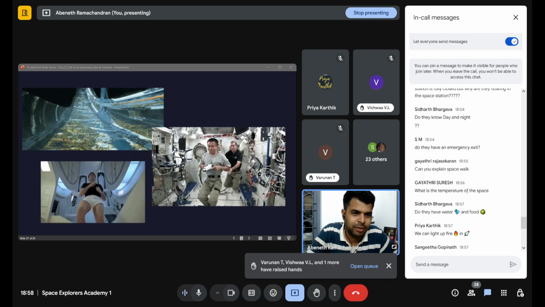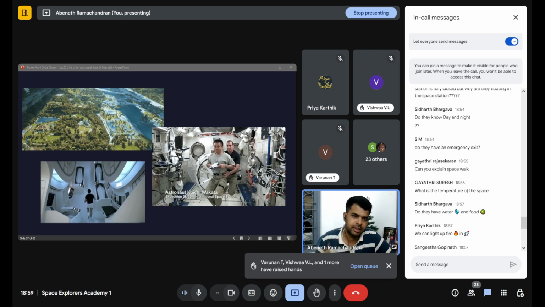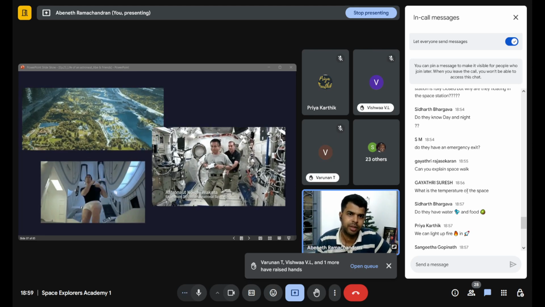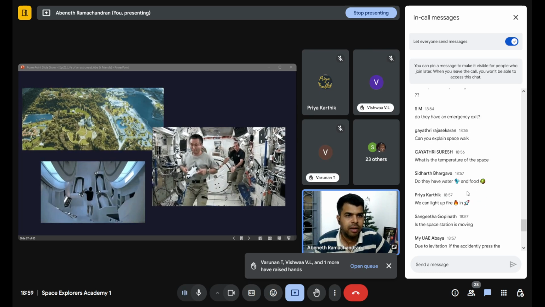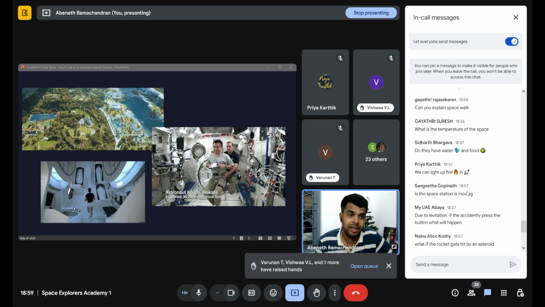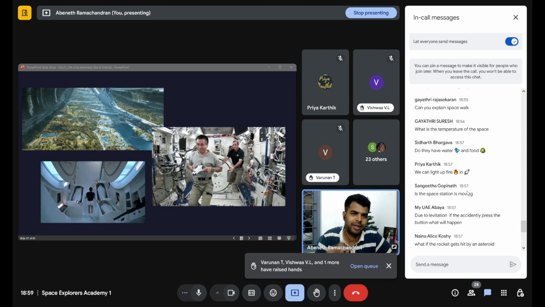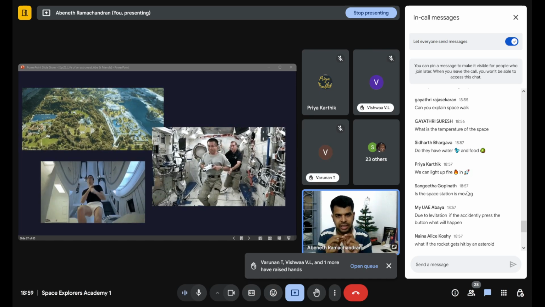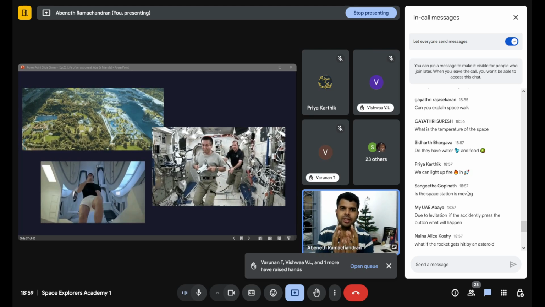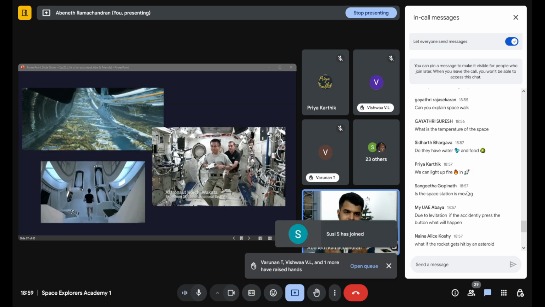What is the temperature of space? On the sun side it is around 250 to 300 degrees. On the moon side it will be around minus 150 to 200 degrees Celsius. Do they have water and food? Yes, they have water and food. Can we light a fire inside? No, you cannot light a fire there. But inside the International Space Station, they have lit a small matchstick to see how it burns there in space.